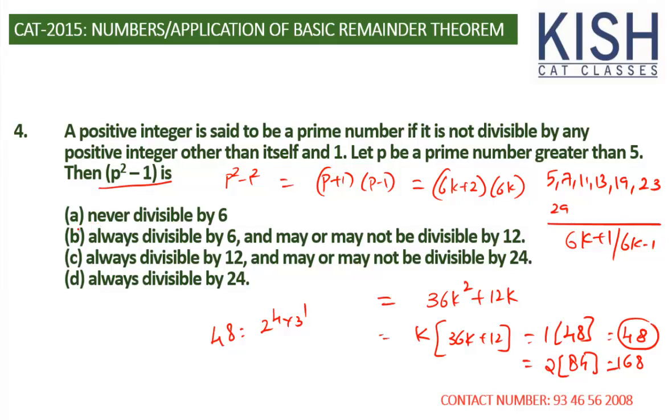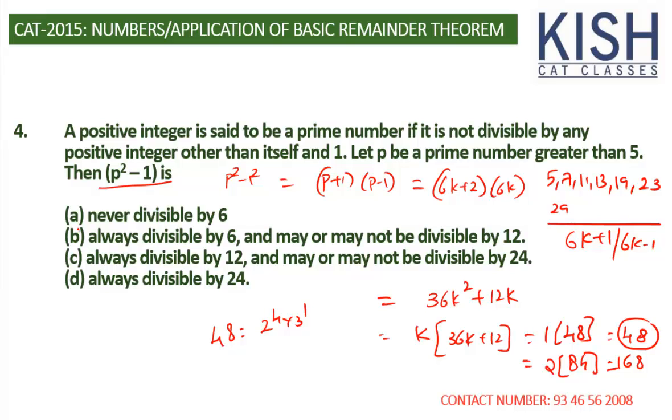Now answer option A says that it's never divisible by 6. That is untrue. It's always divisible by 6. Answer option B says that always divisible by 6 and may or may not be divisible by 12. Well, it is definitely divisible by 12. That is 3 into 2 power 2 is 12.